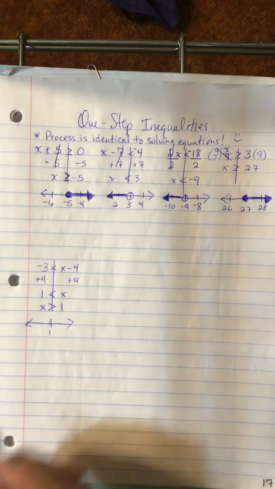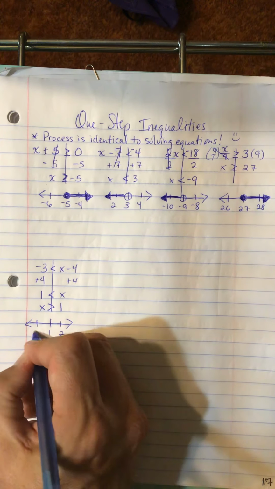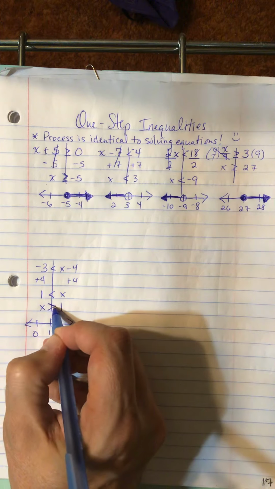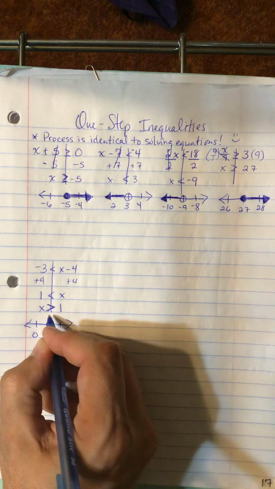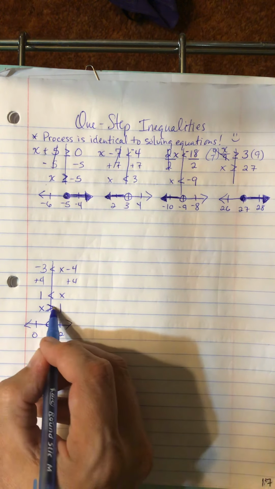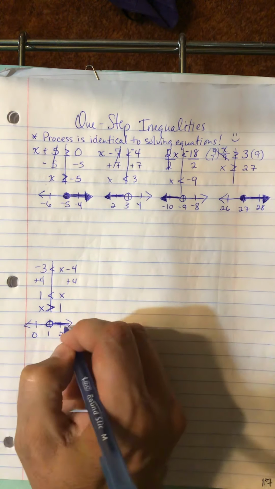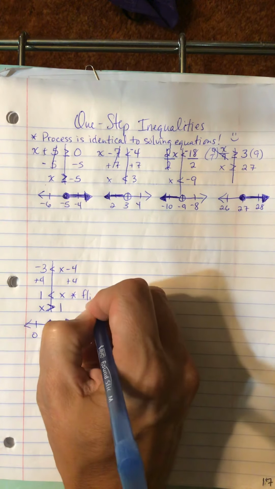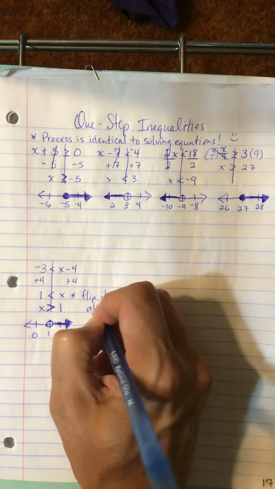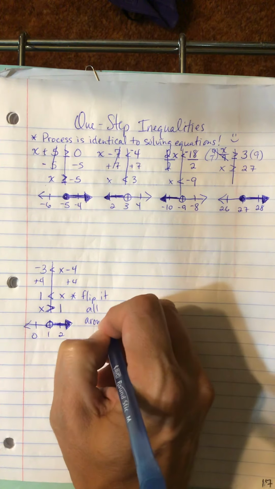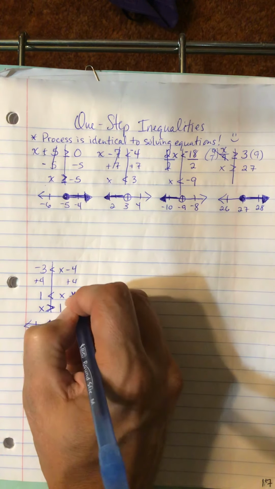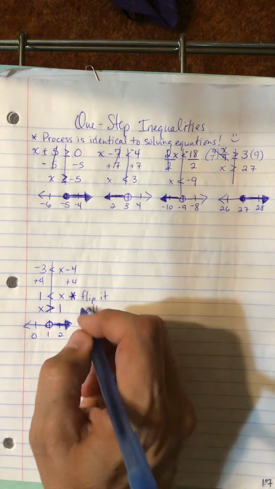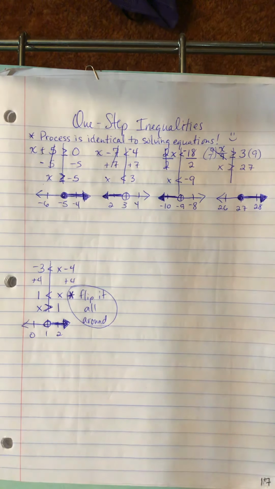So if I have my 1 there, then I have 2, 0. X is greater than 1, so I'm going to have an open circle because it's not equal to, and greater than, since it points to the right, I'm going to shade to the right. So right here, I'm just going to say flip it all around. Flip everything around. That way you have your variable first. Always do that first.